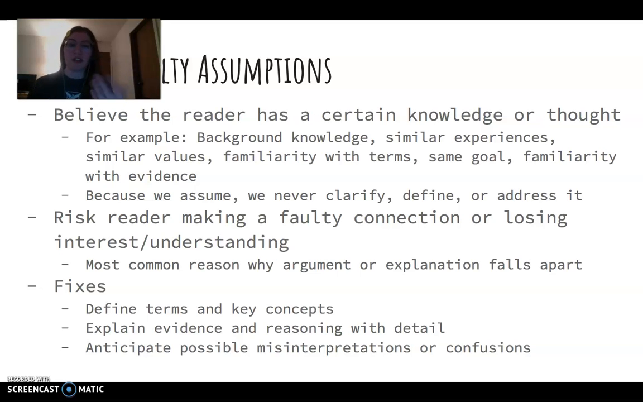For example, you might assume readers have certain background knowledge, they have similar experiences to you or similar values, that they're really familiar with terms, they have the same goal as you or are on the same side, or that they're just familiar with the evidence, like keeping in mind that you've done a vast amount of research. Your reader probably hasn't done that. Because we assume these things, we never clarify, define, or address certain topics in our paper. The problem with that is that our reader can make a faulty connection because they're missing important information, or the reader will lose interest because they are confused and they don't understand and they're like, it's way above me, I'm not even going to read it. We want people to read and enjoy and follow our research, so we need to do better.